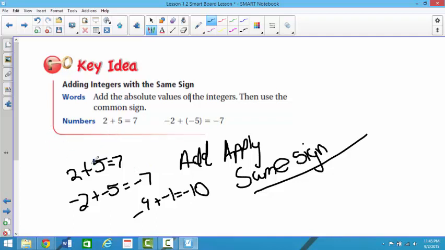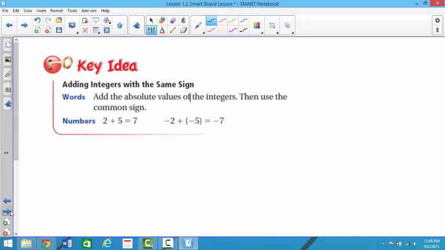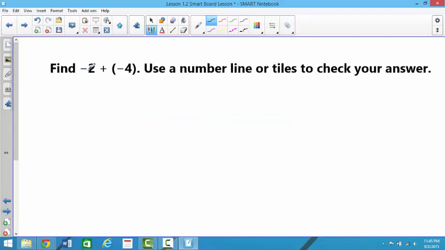So adding them with the same sign is pretty simple. It really is quite simple. If we want to find a negative 2 plus a negative 4, again, you have a negative plus a negative, so you would take the absolute value of 2, which is 2, and the absolute value of negative 4, which is 4, and 2 plus 4 is 6. But because they're both negative, your answer is going to be a negative 6, because a negative and a negative gives you a negative answer.